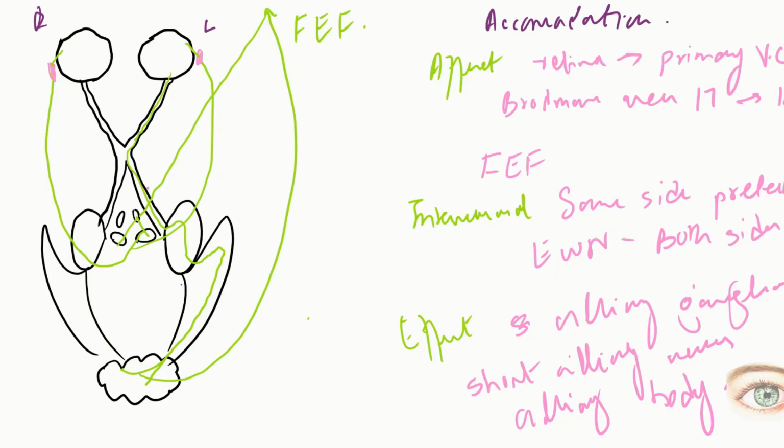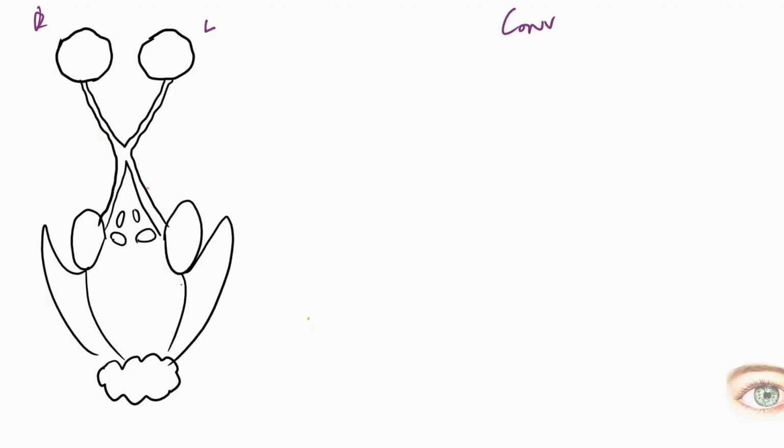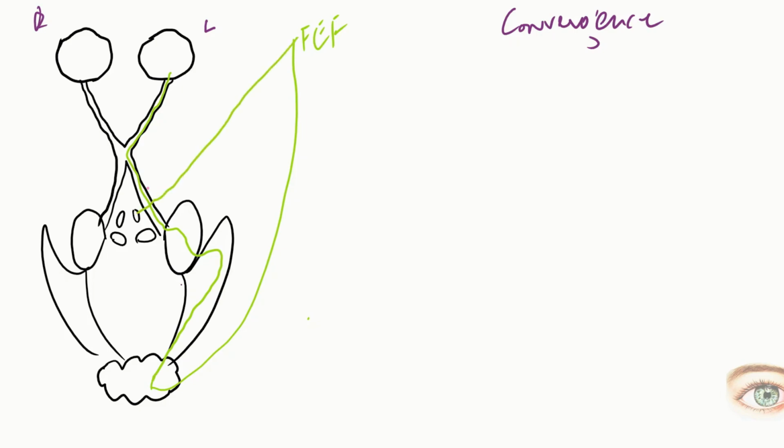Now, let's talk about the pathway of convergence. So, in the convergence pathway, the stimulus, the afferent pathway, is going to travel from the retina to the optic nerve to the optic chiasm and to the optic tract to the lateral geniculate body to the optic radiation and to the visual cortex, and then again to Brodmann area 17, and then to 18 and 19, and then to the frontal eye field, and from the frontal eye field to the same side pretectal nucleus, and then to the Edinger-Westphal nucleus of both sides, and then straight to the medial rectus.